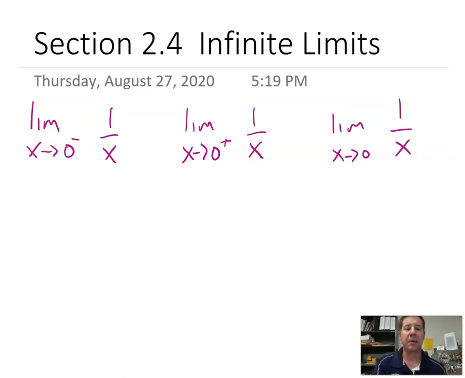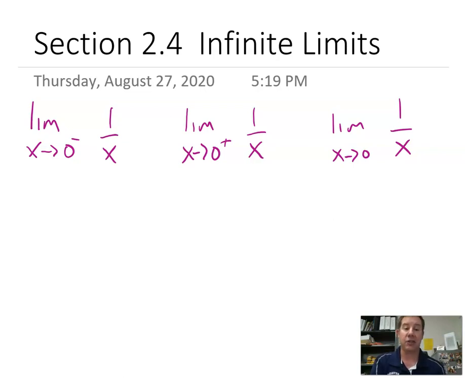To review, we have a few different ways that we can evaluate limits. One of those ways is numerically. We could create a table and plug in values close to 0 from the left, like negative 0.1, negative 0.01, negative 0.001. From the right, I could plug in numbers like 0.1, 0.01, 0.001. I could make a table with those values, and that's how I could try to figure this limit out numerically.